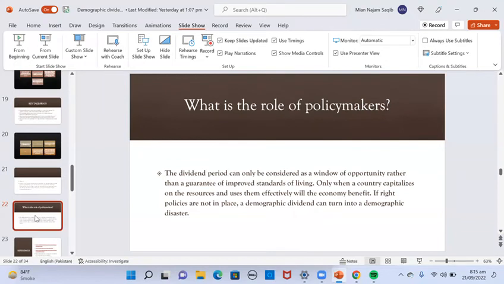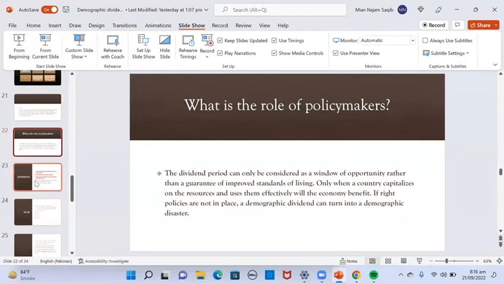The role of policymakers. The dividend period can only be considered as a window of opportunity rather than a guarantee of improved standards of living. Only when a country capitalizes on the resources and uses them effectively will the economy benefit. If the right policies are not in place, a demographic dividend can turn into a demographic disaster.